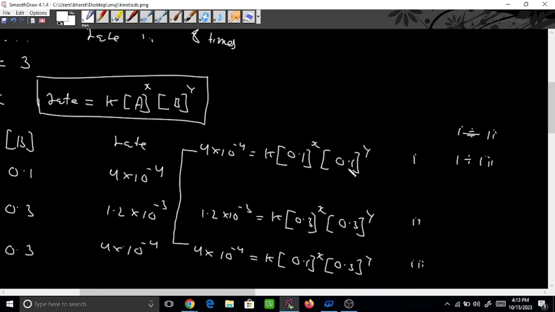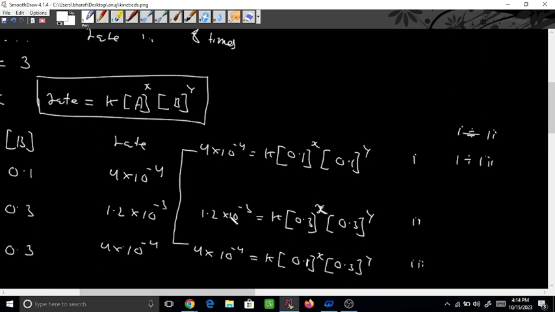Now if you use these two equations, then this is not getting cancelled out. If you use 1 and 2, nothing is getting cancelled out. Basically this is 0.1, this is 0.3, this is also 0.1, this is also 0.3, so nothing will cancel out. But if we use 2 and 3, then this will get cancelled out, k will also get cancelled out, and we will remain with this one, so we can get x from here.